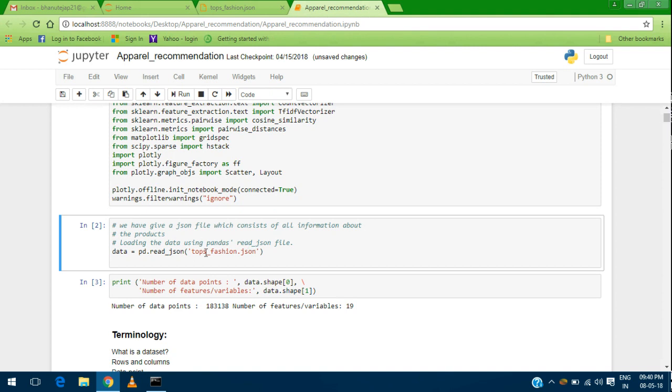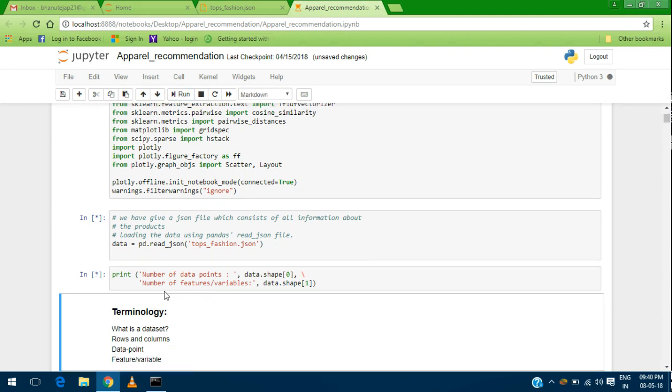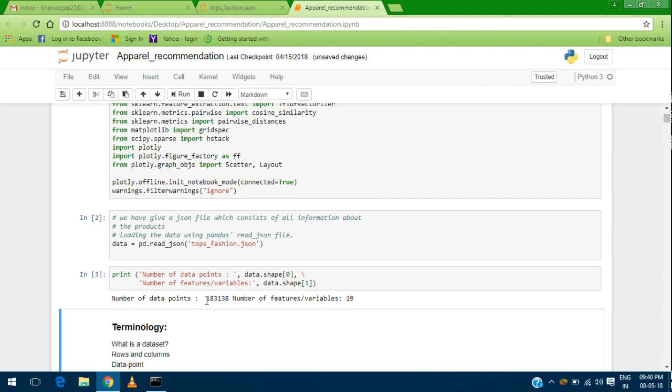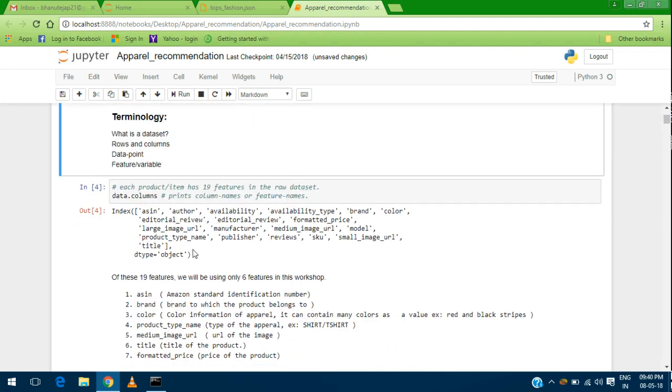Now we'll run this cell too. After that, if I run this cell, now if you observe, we don't have any output. We have the wait symbol here, and after that turns to the IPython notebook icon, we'll be able to see the output of data.shape of 0 and 1, which is the number of data points, that is 183,138 apparel products, and we have 19 features. But in our project, we'll be using only 7 features out of these 19 features.